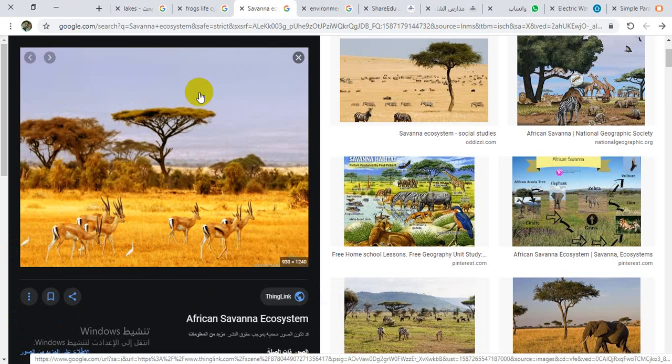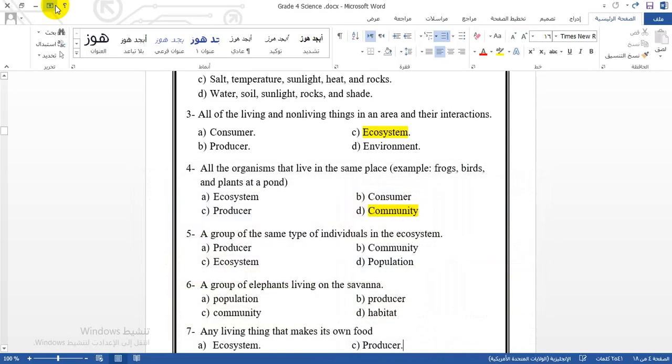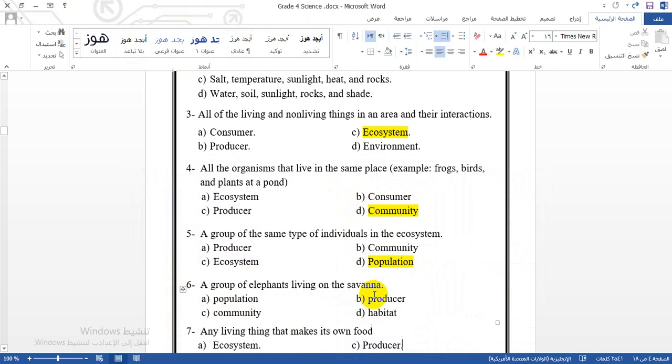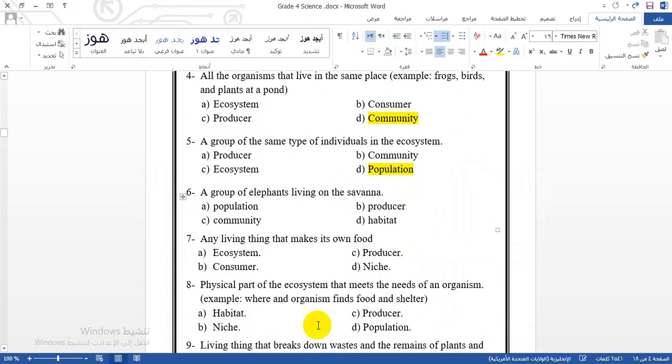In the same place. This is what we call populations, if you remember. So this one is what? It is the population. So I have to select this one. Population is a group of animals that live where? In the same place. A group of the same type or same species of individuals in the ecosystem is what? It's the population. Okay, population.